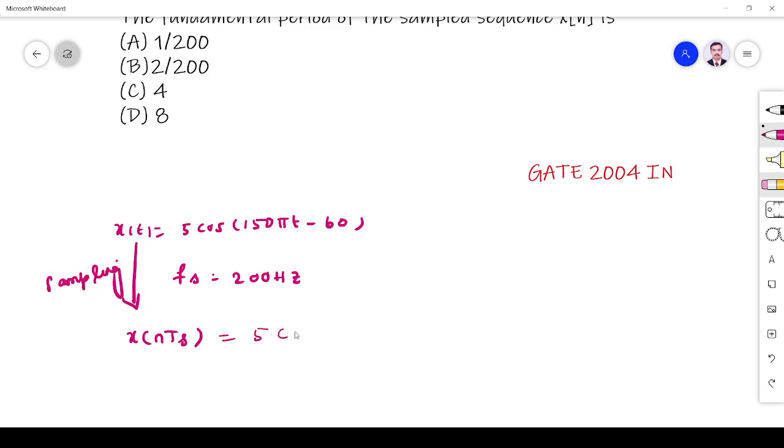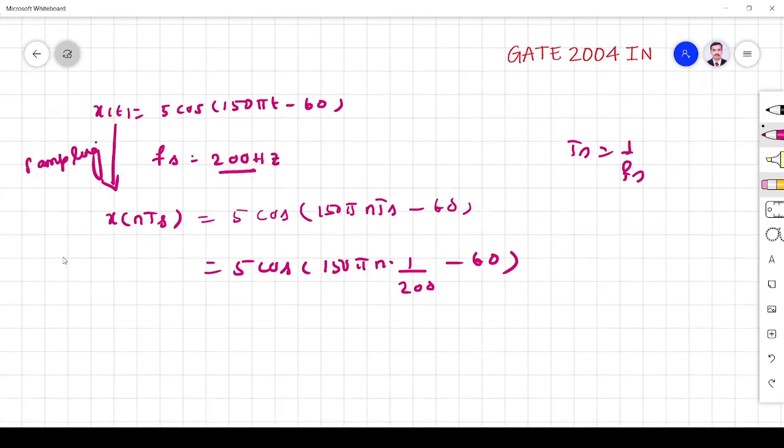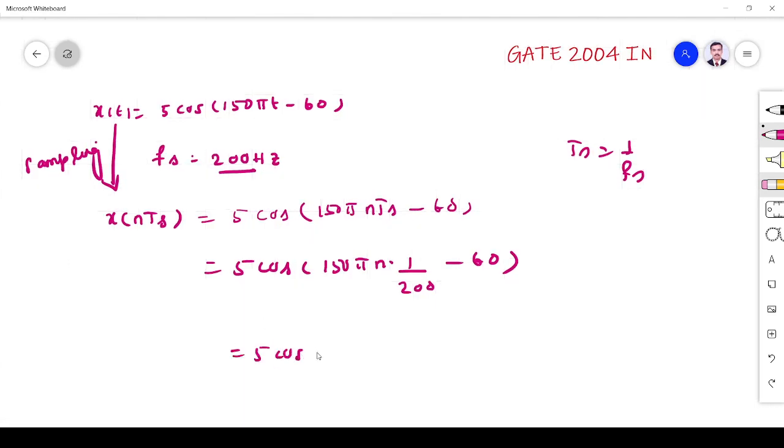So x of nTs is given by 5 cos(150π, here t becomes nTs, so same happens here, nTs − 60). That is 5 cos(150π n Ts − 60). Ts is nothing but 1 by fs, so 1 by fs is 1 by 200. So what will happen? It is 5 cos(3π/4 n − 60). For this only we have to find the fundamental period.